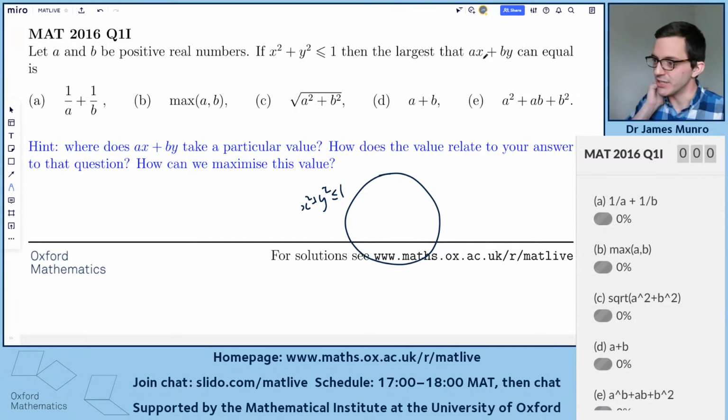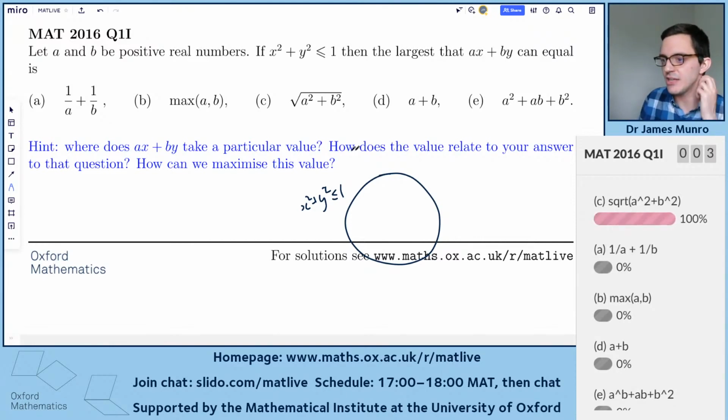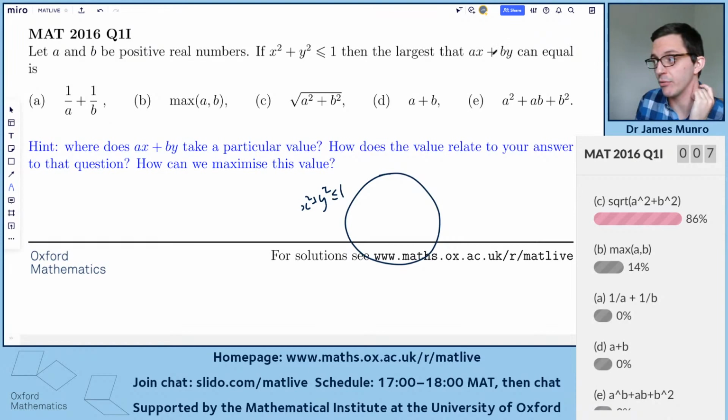So this is a bit multiple choice, so you can attack this with multiple choice. It's in terms of a and b, which are positive numbers. So you can attack this a little bit by choosing your favourite values of a and b and then trying out the question. If you set a and b to both be 1, then the question just says, what's the largest value of ax plus by? That means x plus y, if a and b are both 1.